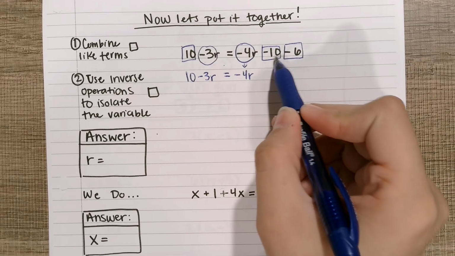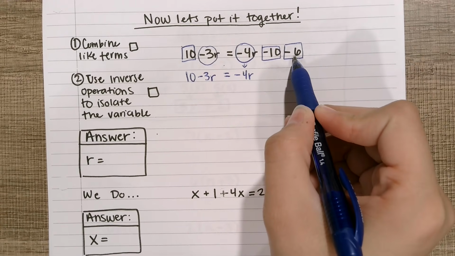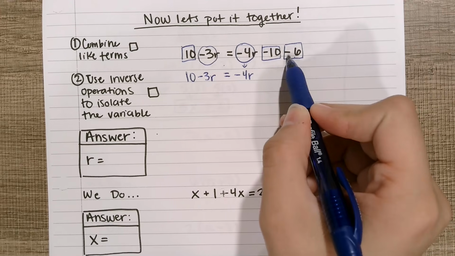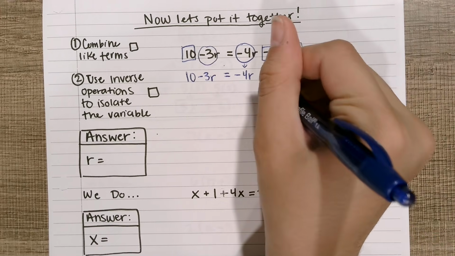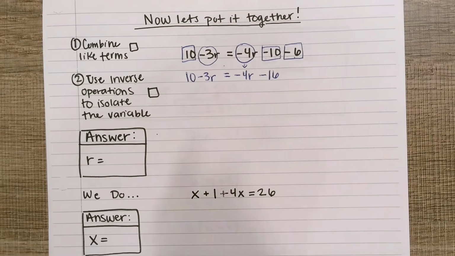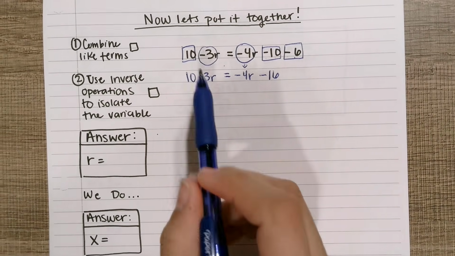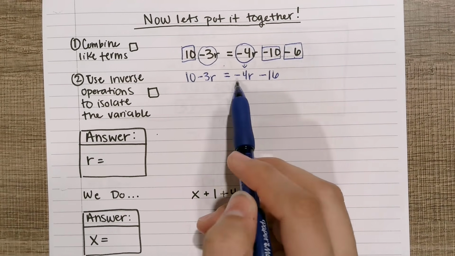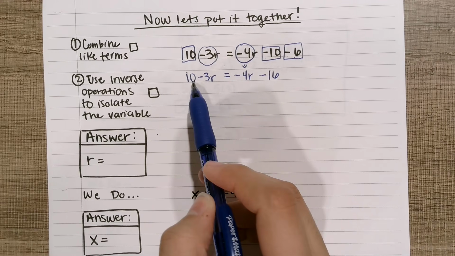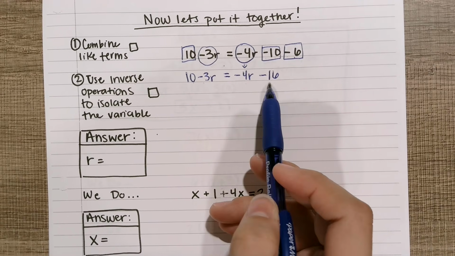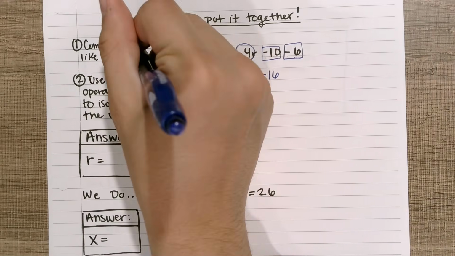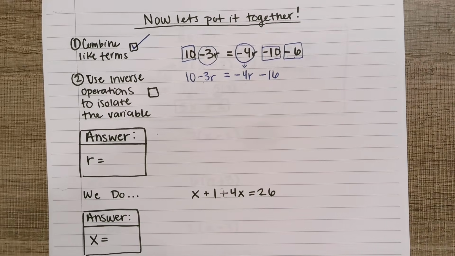But negative 10 minus 6 can be combined. And when I combine them, negative 10 minus 6, you could just put it on the calculator, I get negative 16. Now if we see, everything has been combined because there's only one constant and one coefficient on this side. There's only one coefficient and one constant on this side. So I did my step of combining like terms.